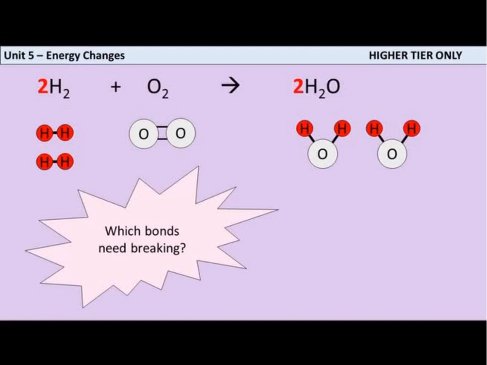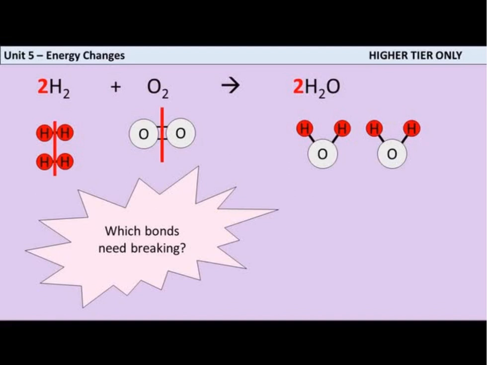Now I've picked really simple, straightforward molecules for this example, but sometimes you're going to get more complicated molecules. And what we always see is people forgetting about some of the bonds, or only breaking some of the bonds, or miscounting. So what I would always recommend you do is physically cross out each bond in turn, and as you do, write down the value for that bond.